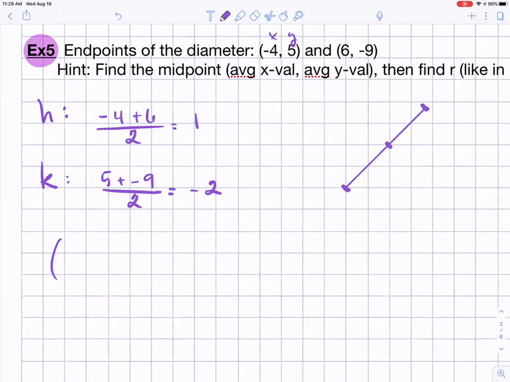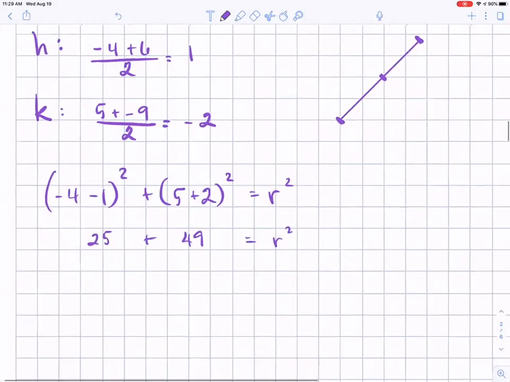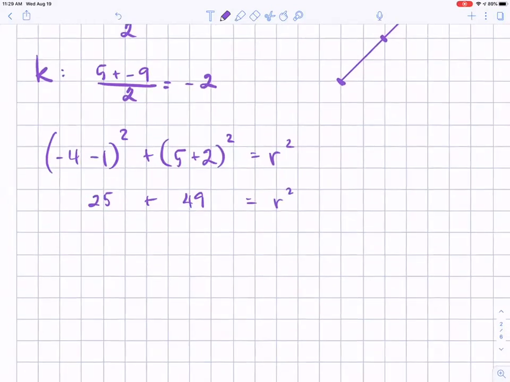Okay, so let's work through this quickly. If I have x minus h, that's gonna be -4 minus 1 quantity squared. Y minus k, 5 minus -2 quantity squared is equal to r squared. So this is gonna be 25 plus 49, which is 74. Is that what you guys are getting? I didn't even bring my notes today. I'm testing my math abilities too.